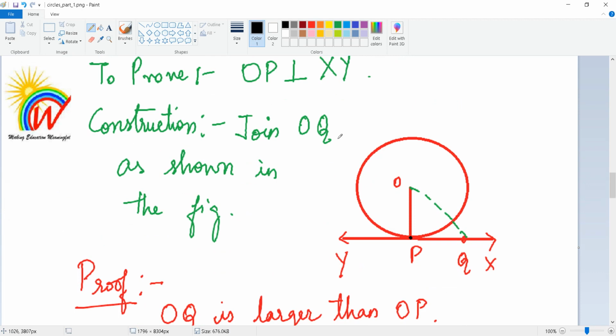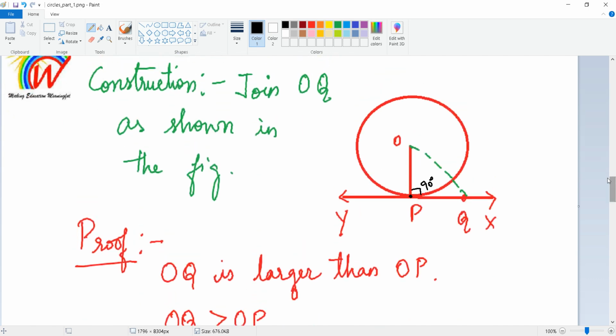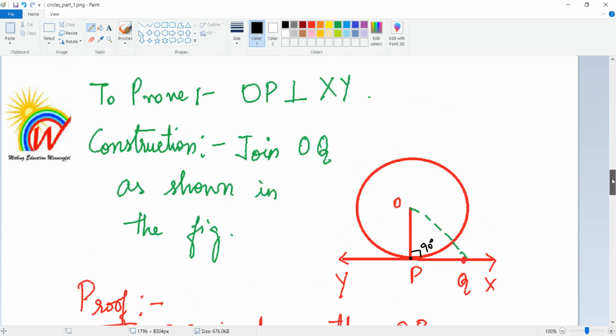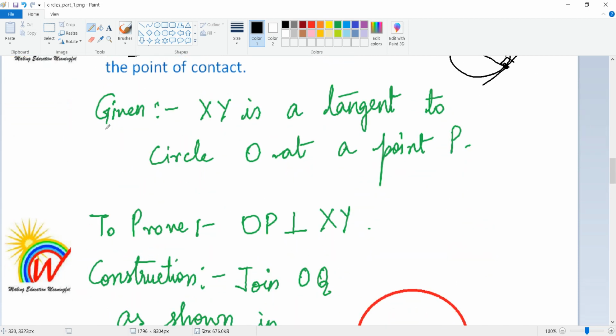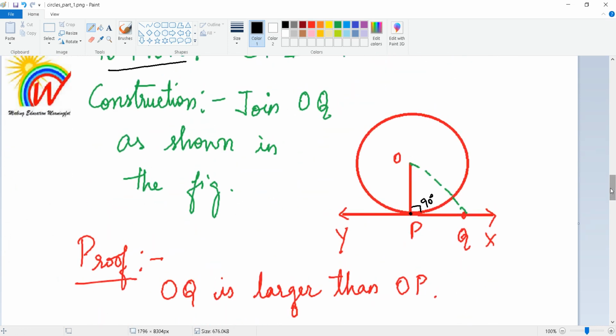We have to prove that OP is perpendicular to XY. That is, these two are perpendicular to each other. This is 90 degrees. This is what we need to prove. Now we will do a small construction. To prove this we have to draw a construction. I have written in a green pen, and the construction is also done in the green pen. From the theorem we get the given and the to prove. Now the construction we have to do ourselves.